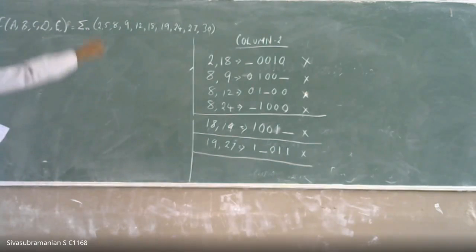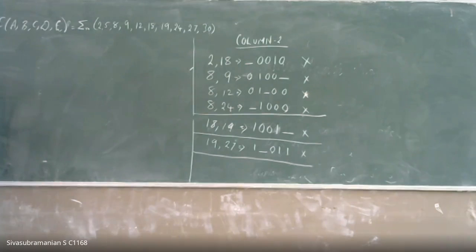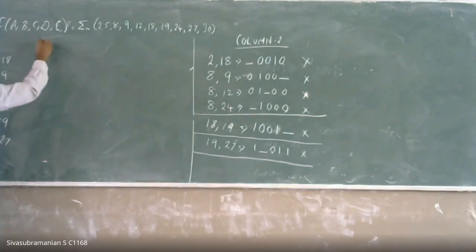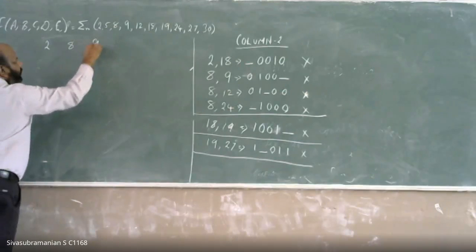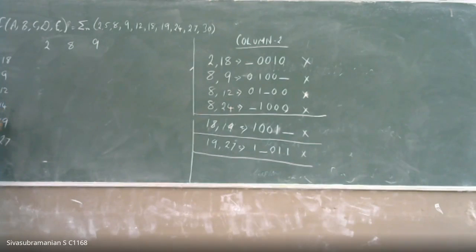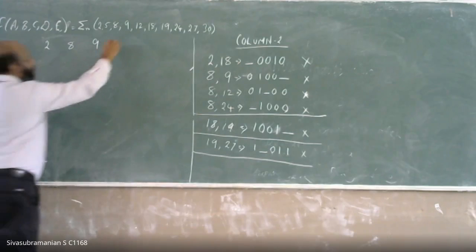So just highlight these 6 elements here, which are nothing but 2 comma 18, then 8 comma 9, then 8 comma 12, 8 comma 14, 18 comma 19, and 19 comma 27. Along with this, I am just going to write which are the minterms available here. The minterms are 2, which is one of my minterms, then 8 and 9 are my next minterms, then 8, 9, 12, 14, 18, 19 and 27.